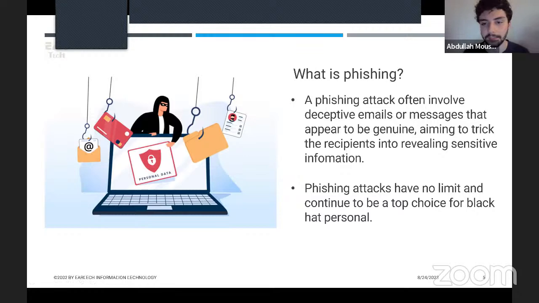So now we're going to cover phishing. So what is phishing? A phishing attack often involves deceptive emails or messages that appear to be genuine, aiming to trick the recipient into revealing sensitive information. Phishing attacks have no limit and continue to be the top choice for black hat personnel. They continue to be very prevalent online. It is crucial to be able to recognize the signs of a phishing attack, and we'll go over some of them in a little bit.